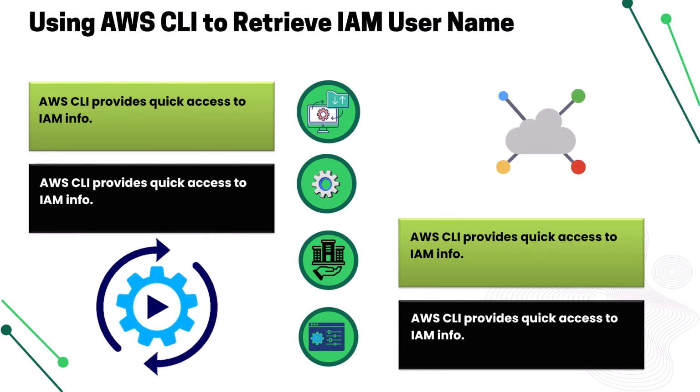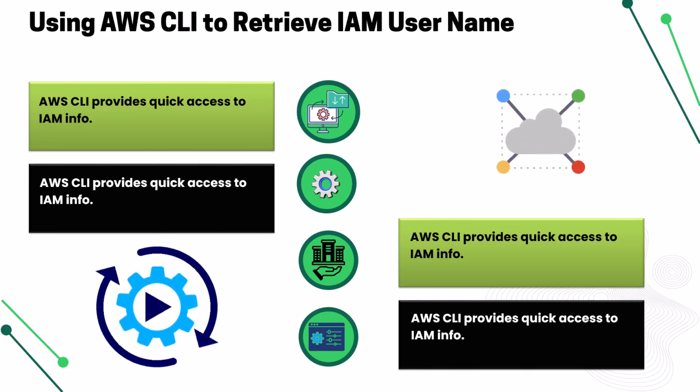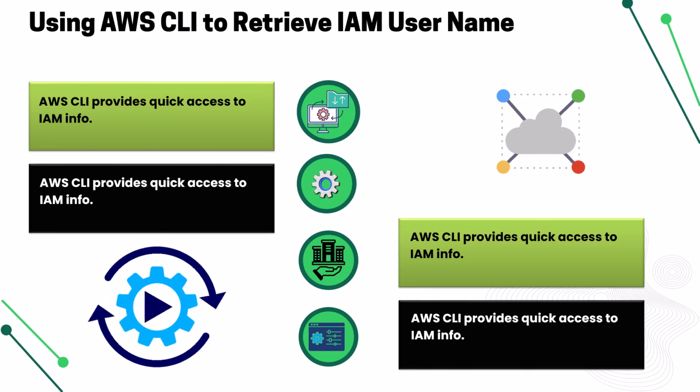If clicking through the console feels slow, the AWS CLI is your shortcut. With a simple command, you can retrieve your IAM username instantly. No menus, no hunting through lists. CLI is great for automating tasks, so if you prefer speed and efficiency, this method is for you.